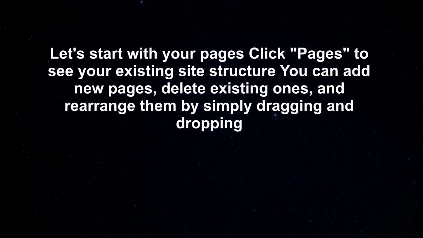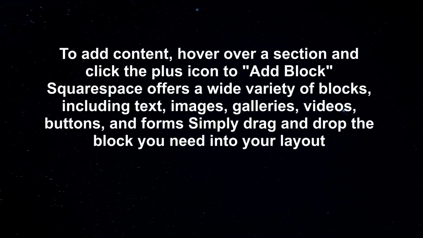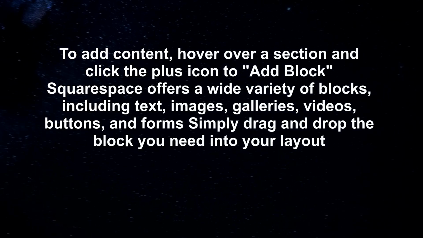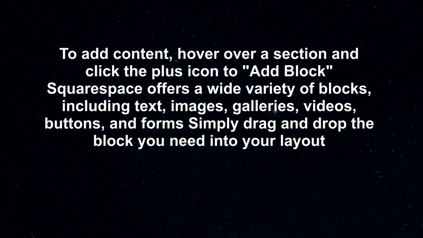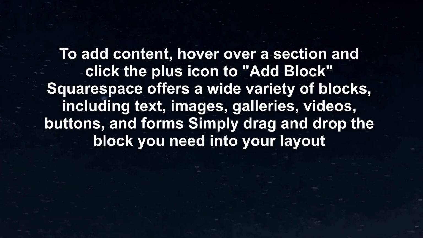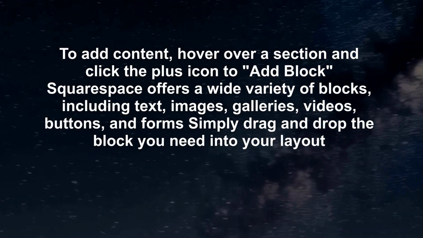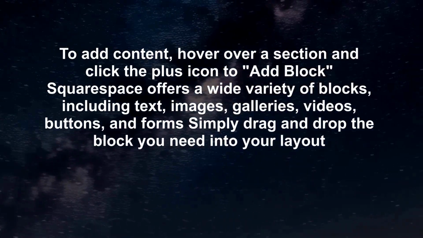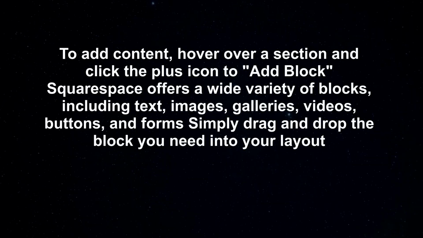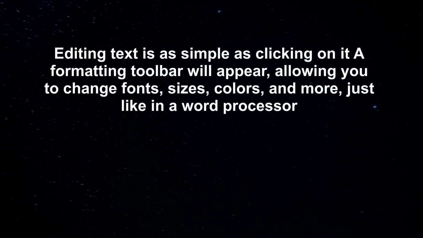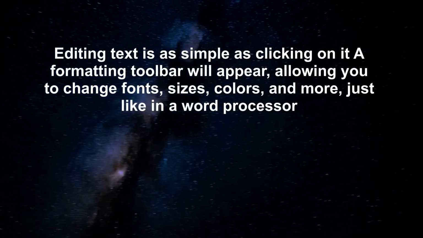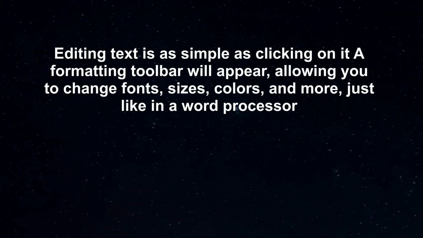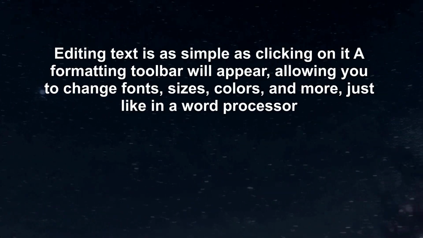simply dragging and dropping. To add content, hover over a section and click the plus icon to add a block. Squarespace offers a wide variety of blocks, including text, images, galleries, videos, buttons, and forms. Simply drag and drop the block you need into your layout. Editing text is as simple as clicking on it. A formatting toolbar will appear, allowing you to change fonts, sizes, colors, and more, just like in a word processor.